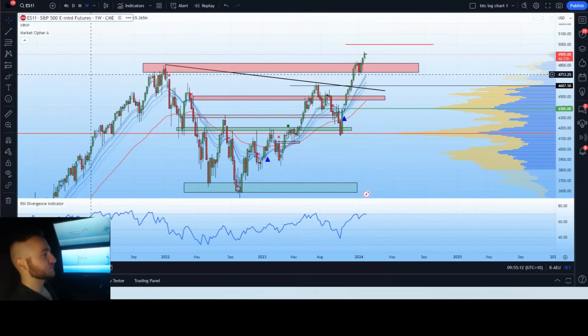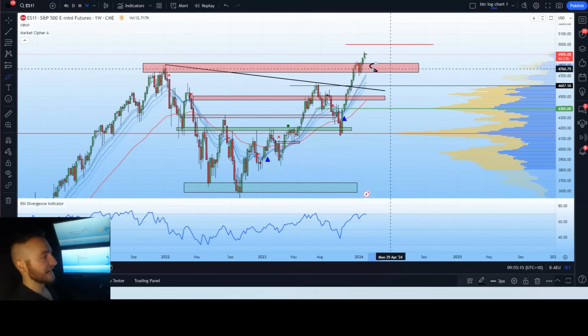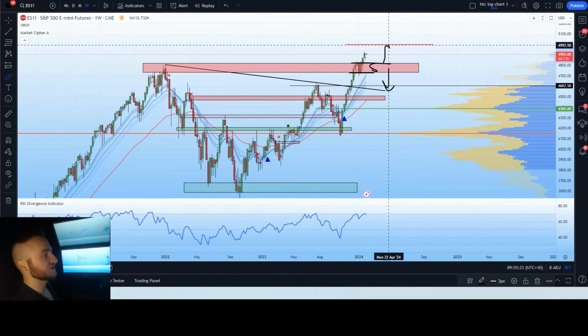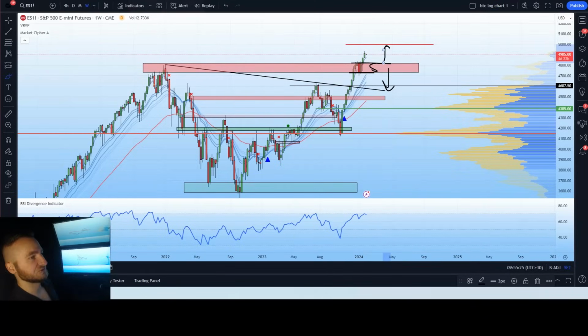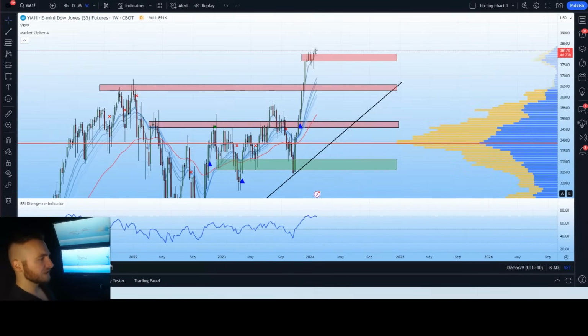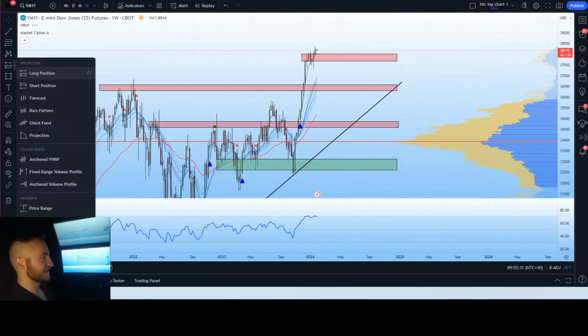And again, if we do break below the support level, we would expect a reversal to develop, and we would expect a continuation downwards. That is going to be at range low. While we remain above this area of support, we are still expecting a continuation to 5,000, as that is a psychological level of resistance.